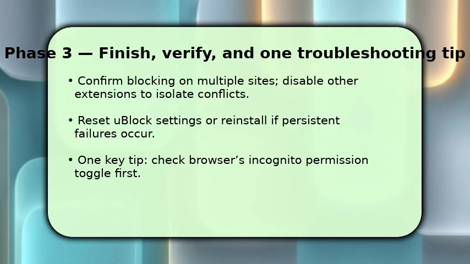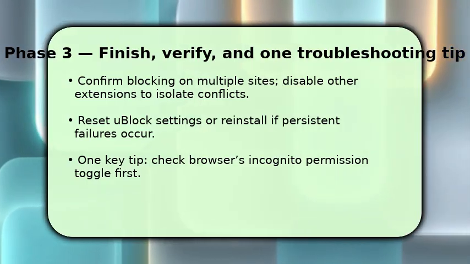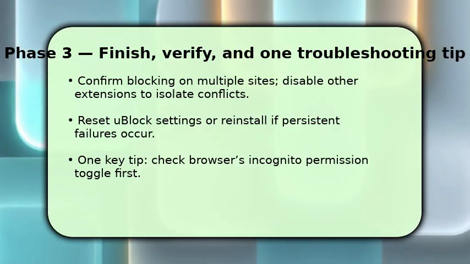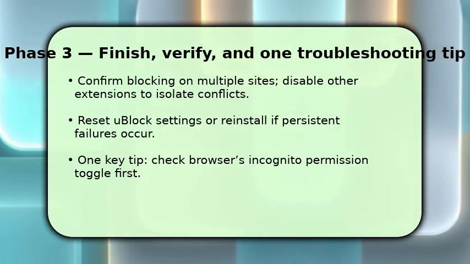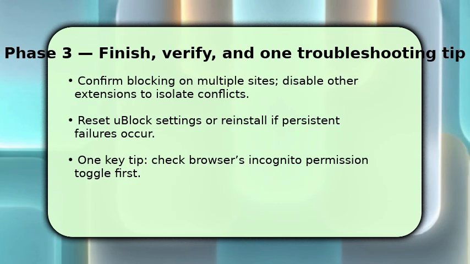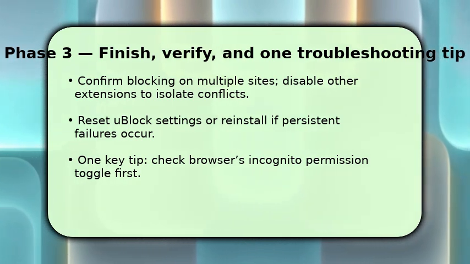Make sure you always check the browser's per-extension Incognito permission toggle first, since that single switch is the common culprit. If you follow these steps, uBlock will run reliably in private windows, and you'll understand why.